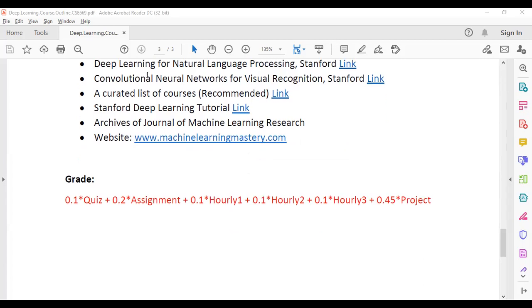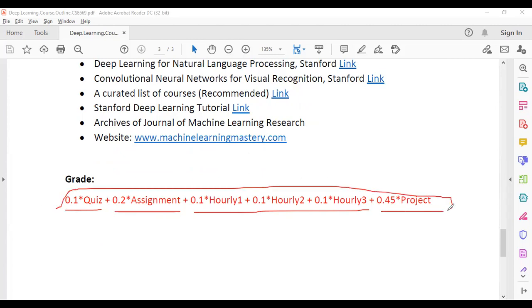As far as grade is concerned, I thought 10% for quizzes, 20% for assignments, 10% each for each of the hourlies, and 45% for the project. This is the current division. And I can change that if there is some trend in your grades which forces me to change the weightage.